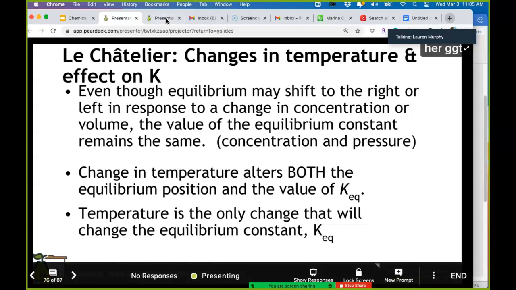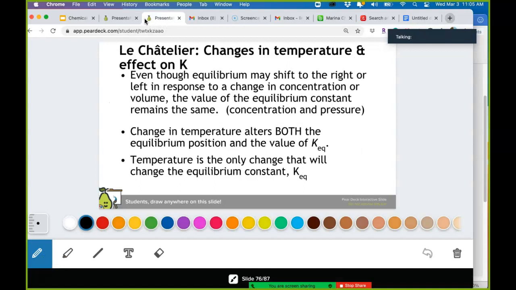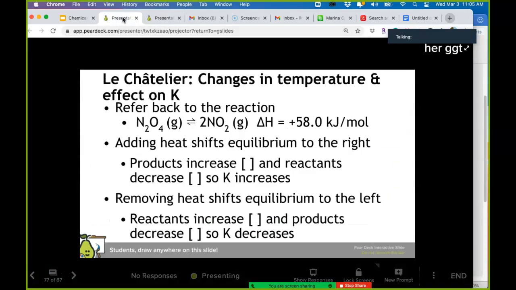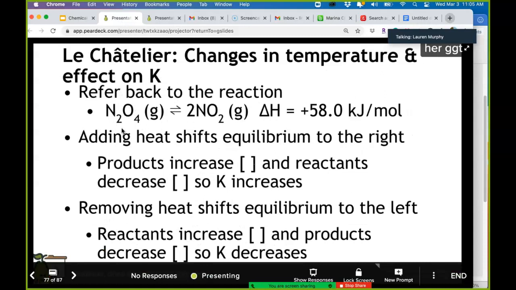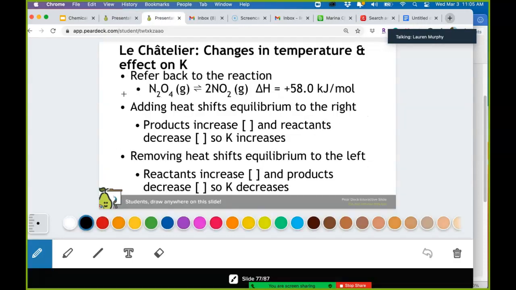So let's talk about why. So we have the dinitrogen tetraoxide and nitrogen dioxide, and we said it was endothermic. Now, remember, if it's endothermic, that means heat is right here. It's a reactant. So adding heat in this instance added a stress to the reactant side because that's where the heat was, shifting us to make more products.